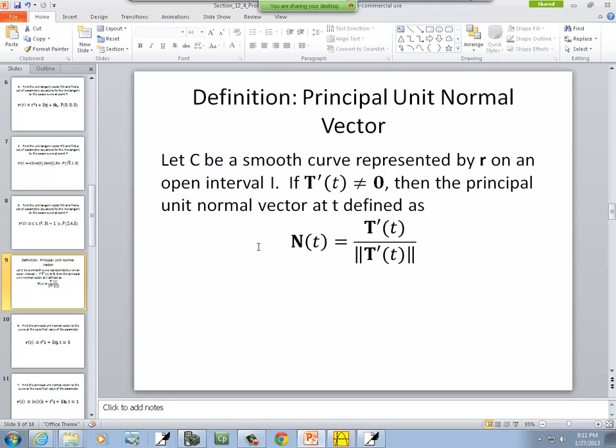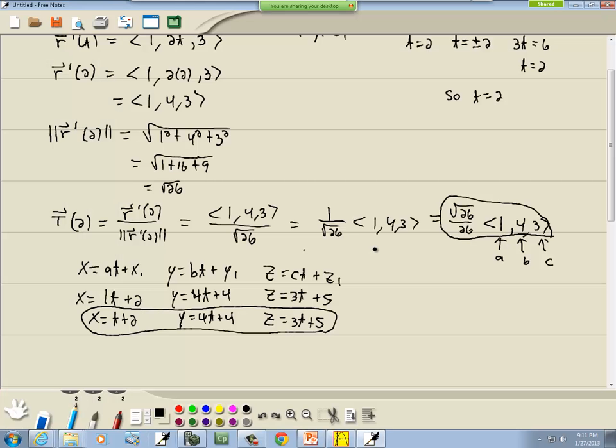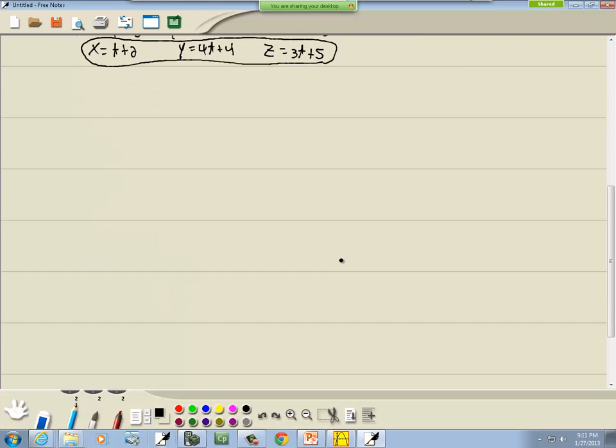Now, the principal unit normal vector goes like this. N is equal to t prime over the magnitude of t prime. Now, if we're asked to find the principal unit normal vector, at the moment we find t prime, we can immediately plug in our value. Now, there's another shortcut that goes along with this, which I'm going to show with this first example. So let's take a look at this one. Because these get kind of long working them with the formula. These shortcuts really do help save time on these.